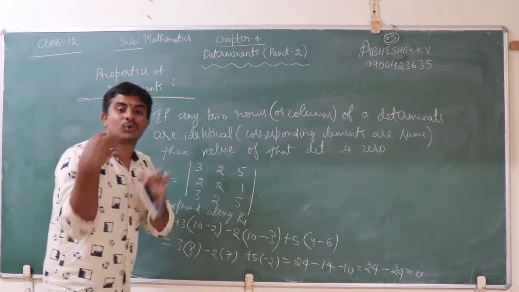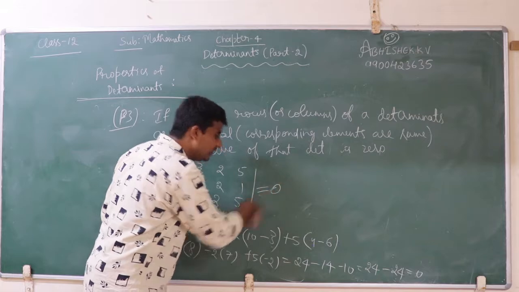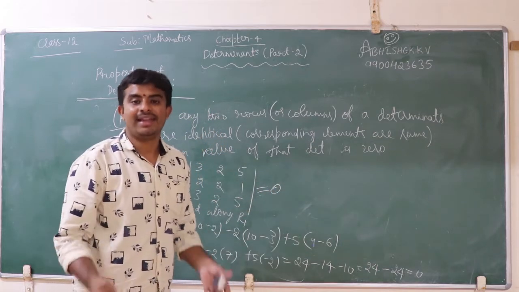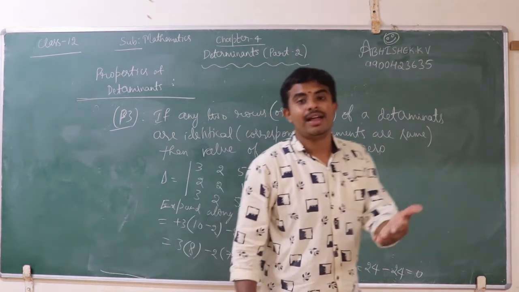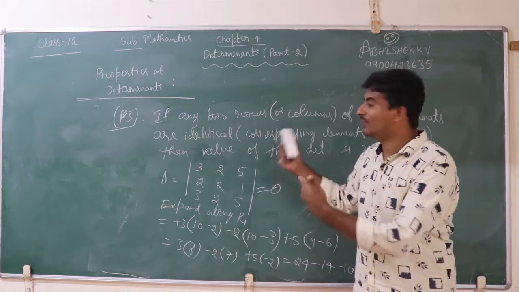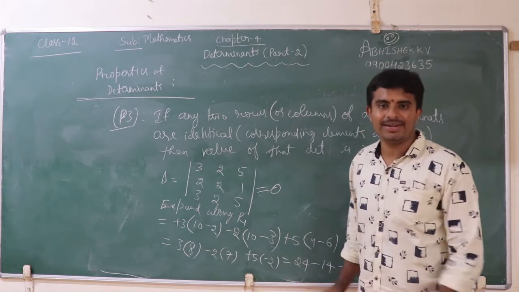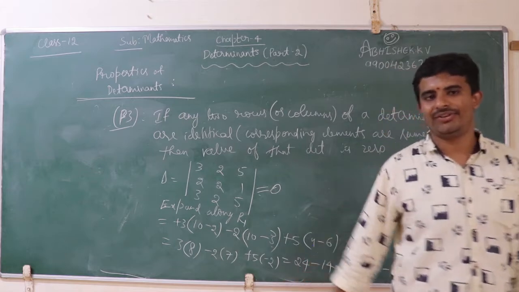No need to calculate all these things. If you have any two rows or columns identical, directly you can write 0. That's why I told you properties of determinants give easier calculation for the expansion of the determinant. Is it clear? This one.